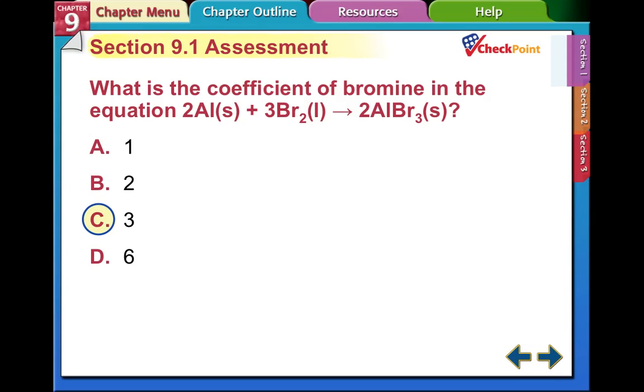Okay, don't worry about this. We are going to get lots of practice with balancing equations.